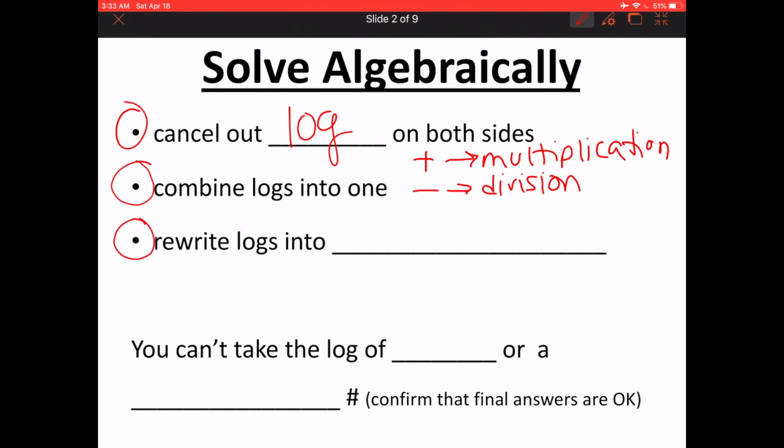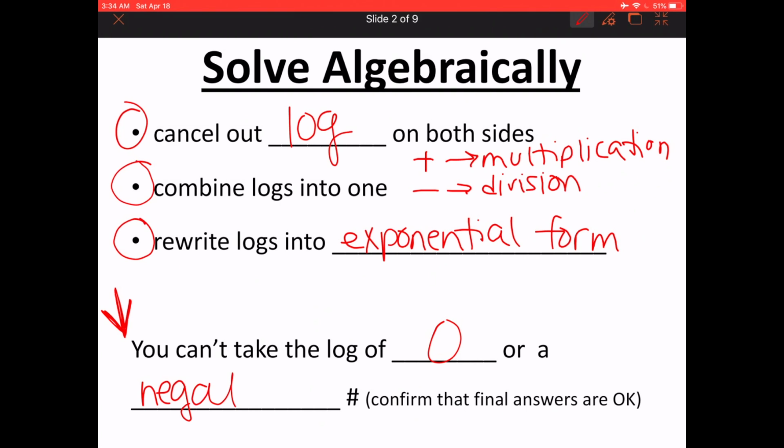My third bullet point here is a reminder to rewrite logs into exponential form. So we want to be very comfortable going from logarithmic form to exponential form. And then just the last reminder, this is going to be more for our answers, that you cannot take the log of the number 0 or of a negative number. So when we get our answers, you just want to plug those back in to make sure that they're okay and they meet both of these requirements.